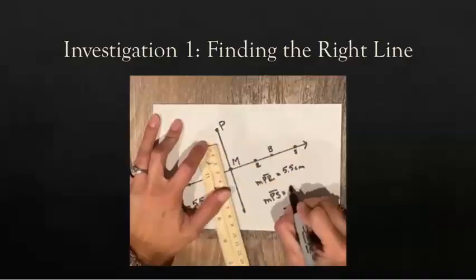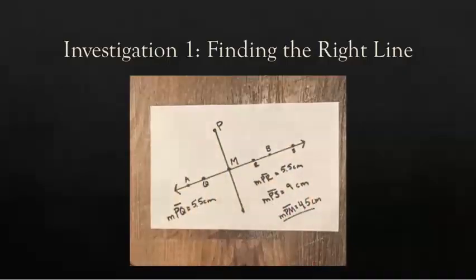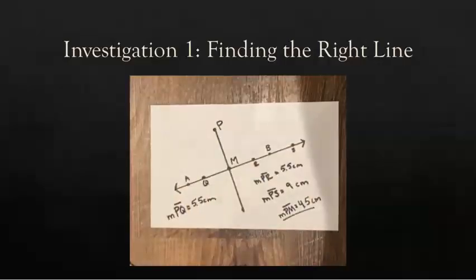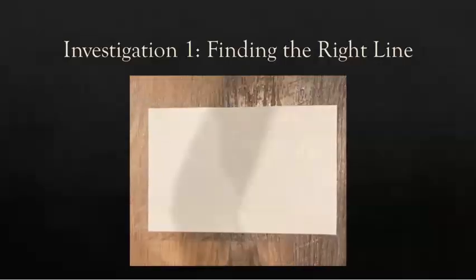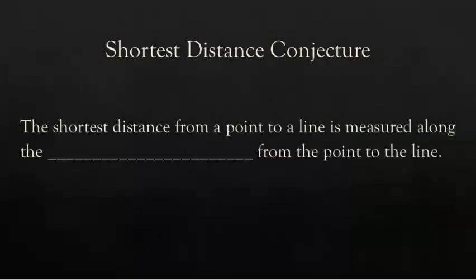So what point is the shortest distance from P to the line? Right there, the one on our perpendicular bisector. So our shortest distance conjecture is: the shortest distance from a point to a line is measured along the perpendicular from the point to the line. So the shortest distance is going to be perpendicular to the line, or the wall, or the line of hose that you're trying to get to.